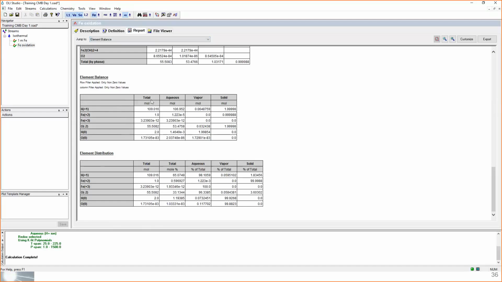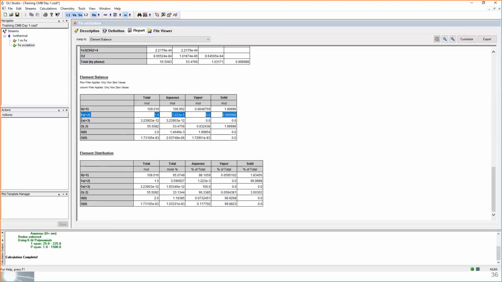This element balance table is very useful because it will give us the elements with their respective oxidation numbers. Now notice that iron is here. Iron +2 has been formed. You have 1 mole of iron +2 total. And if you continue looking at the table, some of it is in the aqueous phase and some of it is in the solid phase. Actually, most of it is in the solid phase.